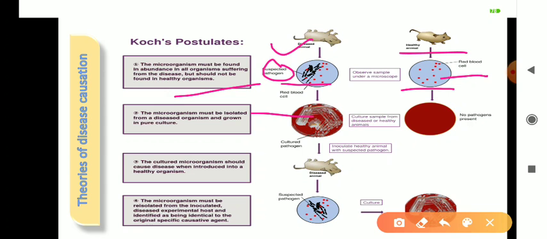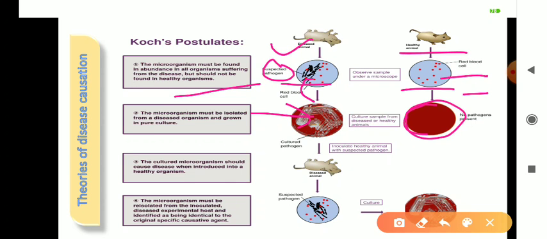The second point is that the microorganism must be isolated from the diseased organism and grown into a pure culture. Here the microorganism has been taken from the sample and grown into the culture. In the first year of microbiology you studied what a culture and culture media are, so I am not going to explain the culture here. The microorganism has been grown in the culture medium. If it is from a healthy one, there is no bacteria or microorganism, so no pathogen will be present in the culture.